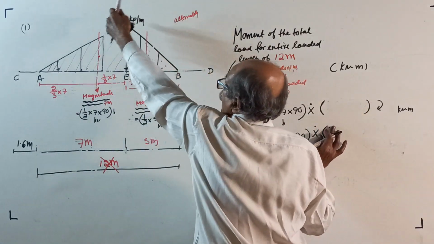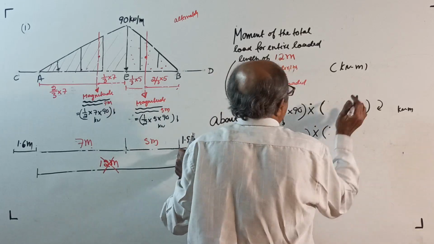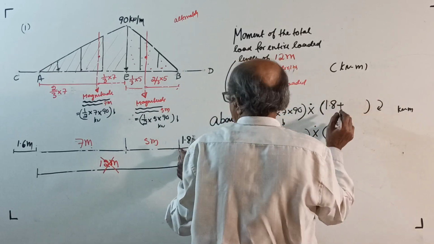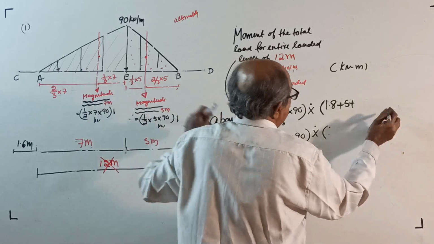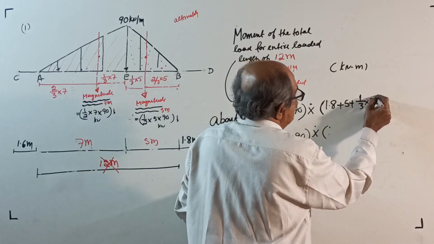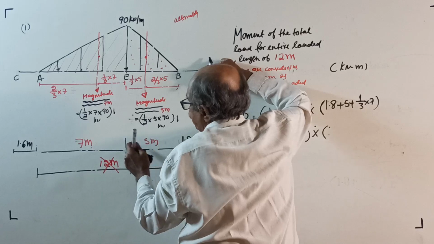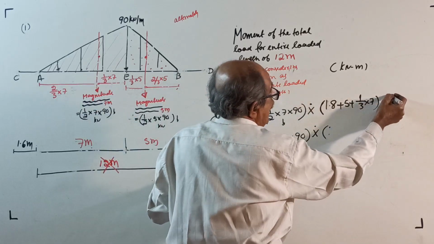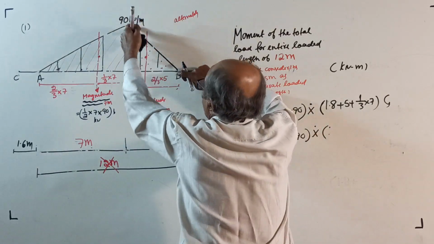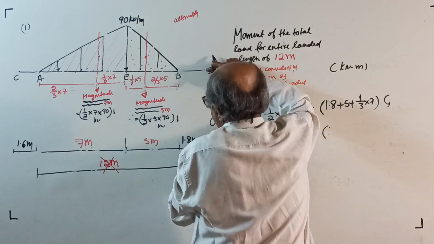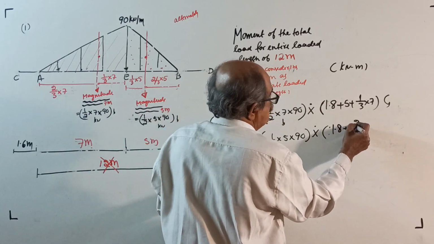Moment about D: half into 7 into 90 into 1.8 plus 5 plus 1/3 of 7. See here, moment about D. This load into 1.8 plus 5 plus 1/3 of 7. It is anti-clockwise. No plus minus today. Plus one more: half into 5 into 90 into, about this point, 1.8 plus 2/3 of 5.